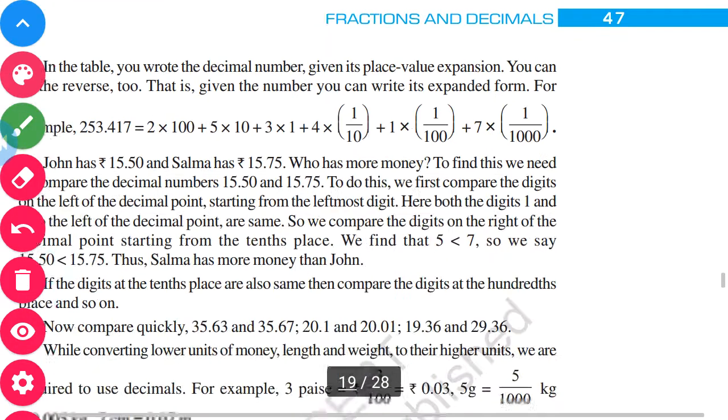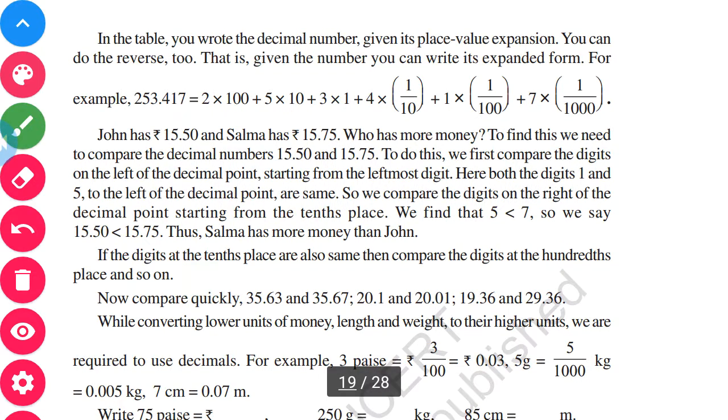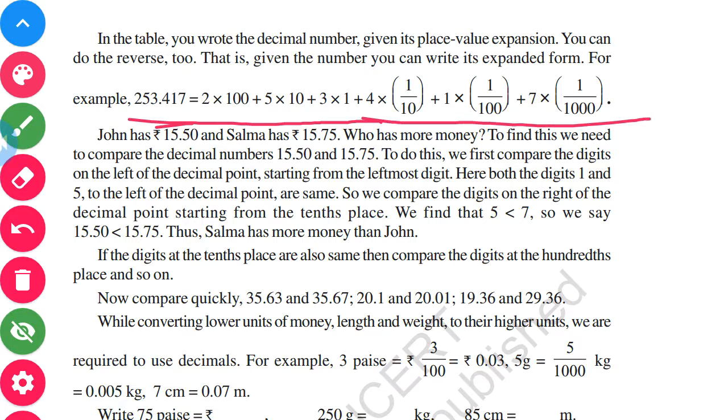Let us go with the next one then. As we expand the same number, if you see here, 2 into 100, 5 into 10, 3 into 1, and after the point it starts getting in terms of fractional parts: 4 into 1/10, 1 into 1/100, and 7 into 1/1000. This is how we represent it in terms of place value. All this we have studied in class 6th.